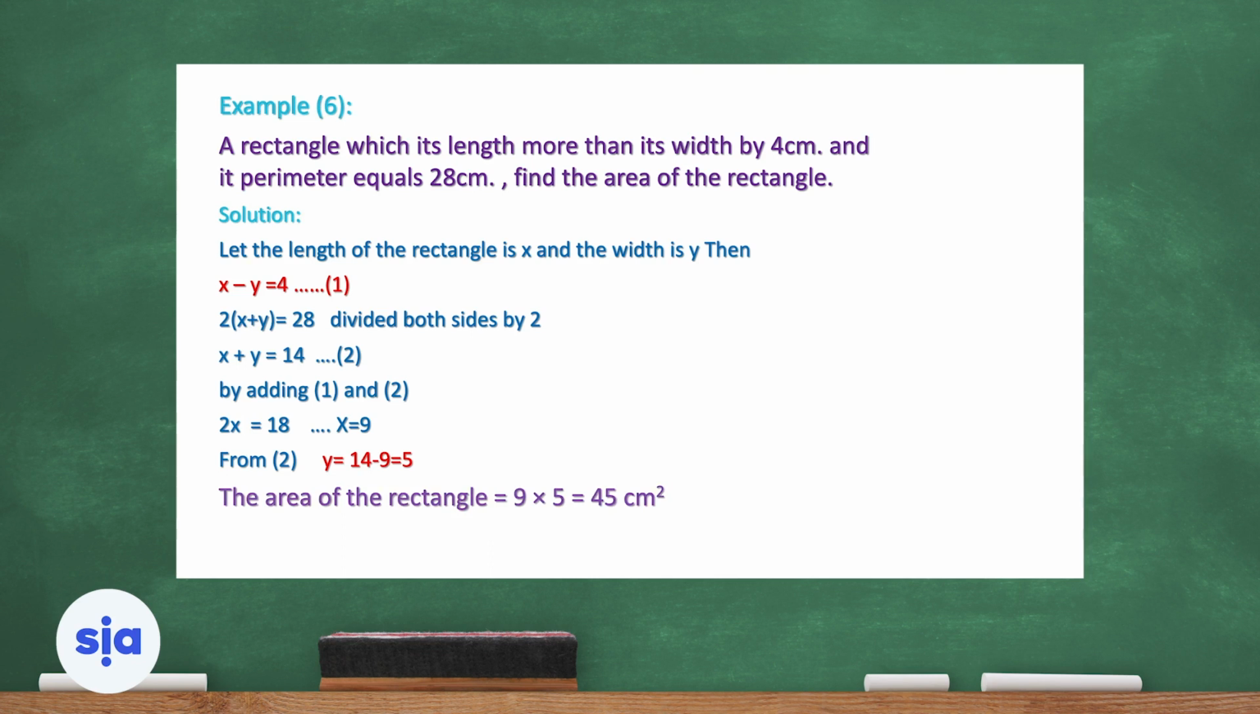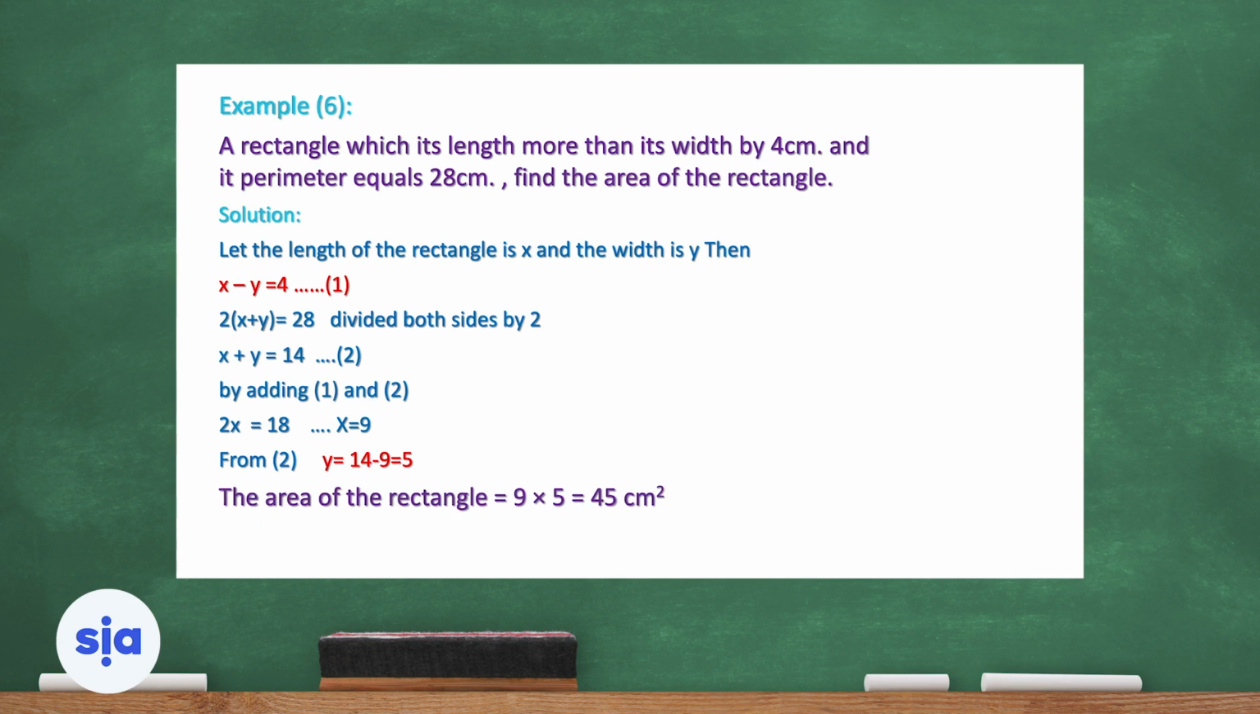The question is not asking me to find W, and also the question is not asking me to find the length. The question wants me to find the area of this rectangle. So first, I need to go and find the length. So the length of this rectangle is equal to 5 plus 4. So the length of this rectangle equals 9.